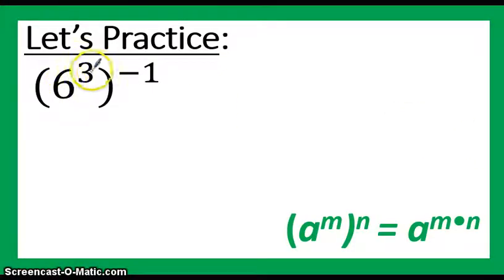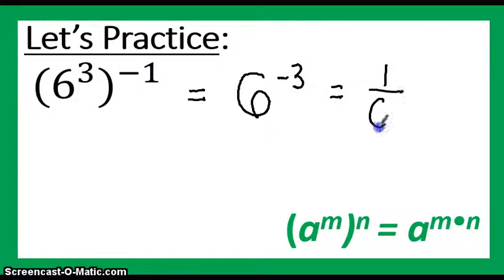Let's try 6 cubed to the negative 1 power. Again, the base will stay the same and we multiply the exponents. 3 times negative 1, which is negative 3. So we get 1 over 6 cubed.